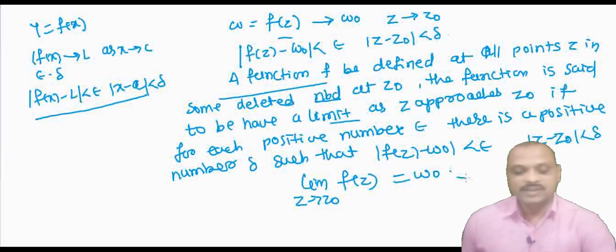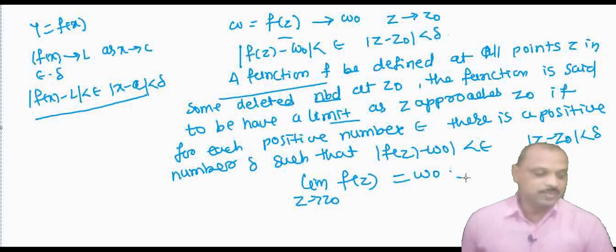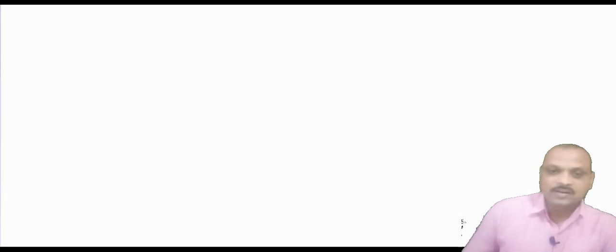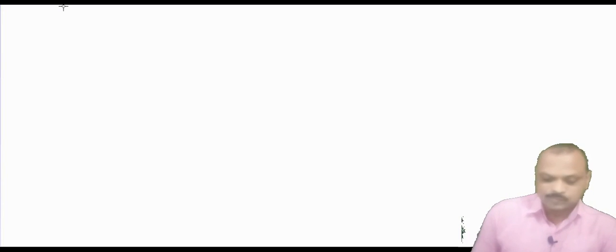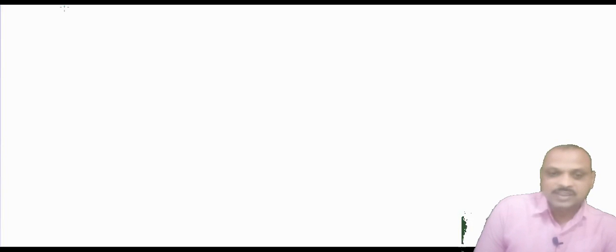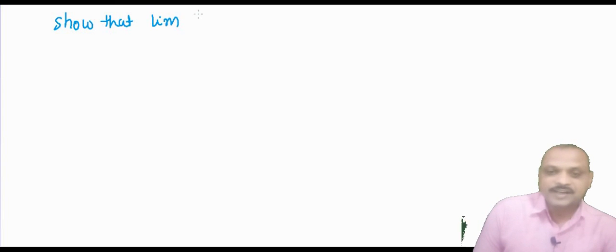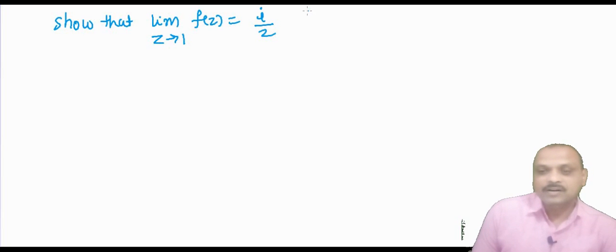Let us see one example regarding this. Suppose that we have to show that the limit of f of z is equal to i divided by 2 whenever z tends to 1, where f of z is equal to iz divided by 2.